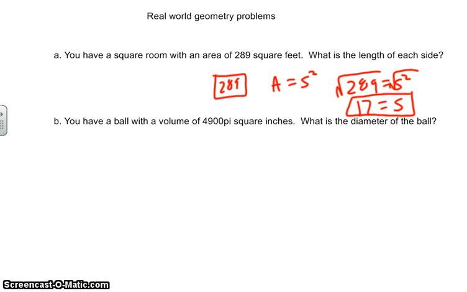Last one, you have a ball with a volume of 49 pi square inches. So I know that volume equals 4/3 pi r cubed. So I got to make sure I'm looking at the right thing. Pi r cubed. So my final answer was 4,900 pi.